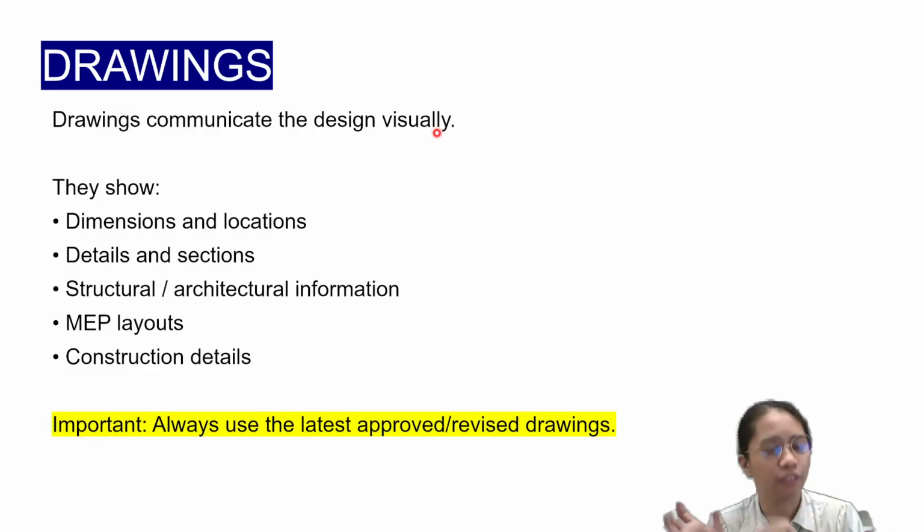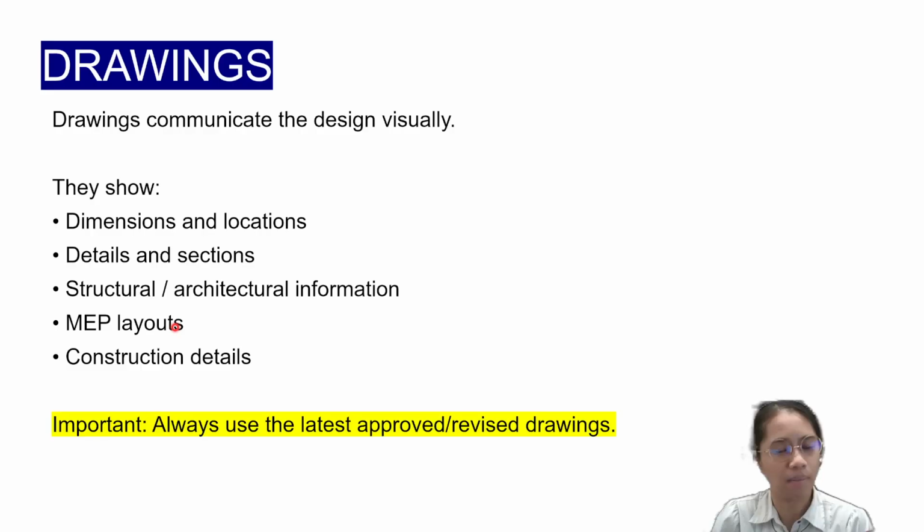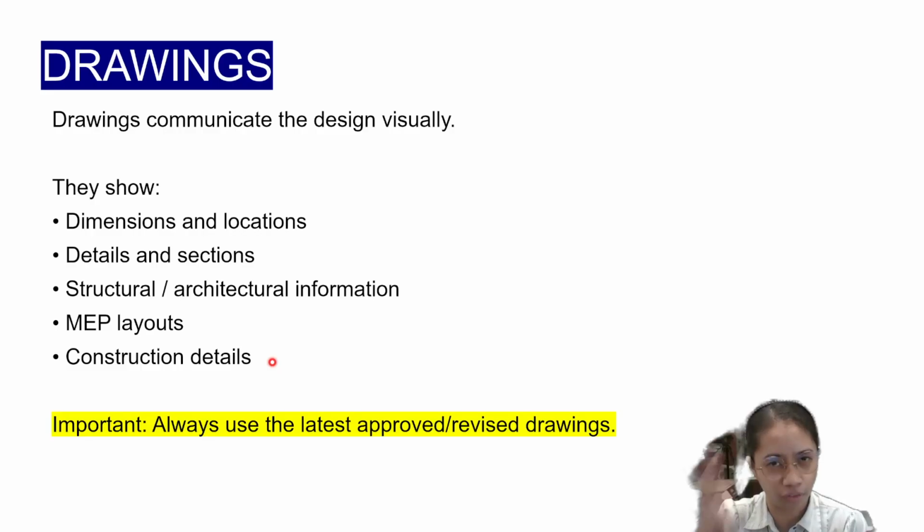On the other hand, as we know, drawings, since we had this subject in our first year of civil engineering course, this will show dimensions and location, details and sections, structural and architectural information, MEP or MEPF layouts, and more construction details in visual. With that, technical specifications are more on words, drawings is more on visual.